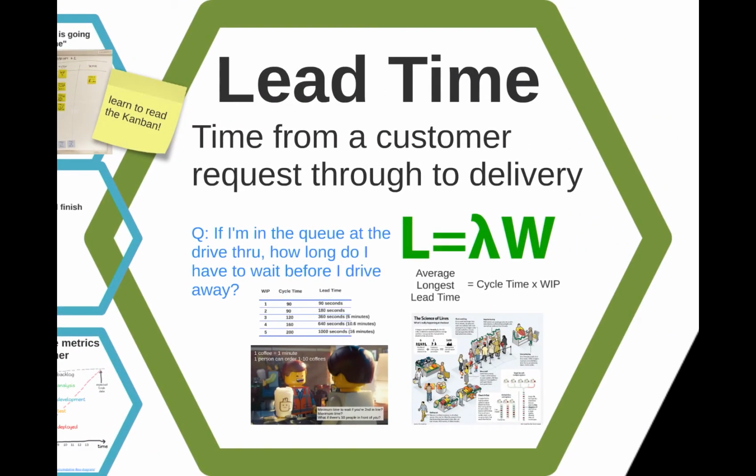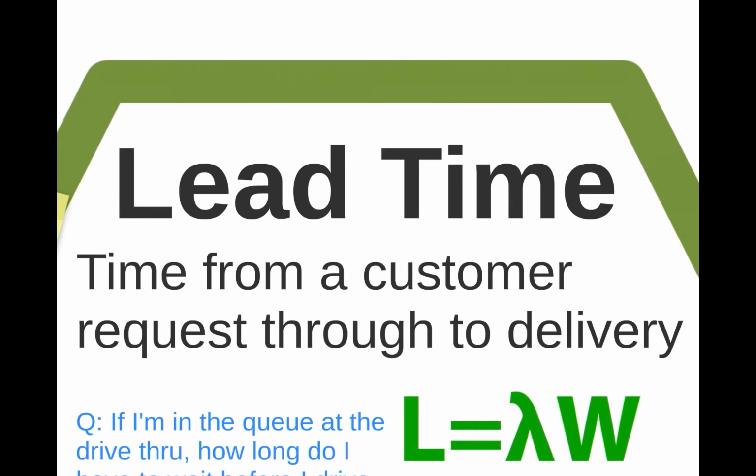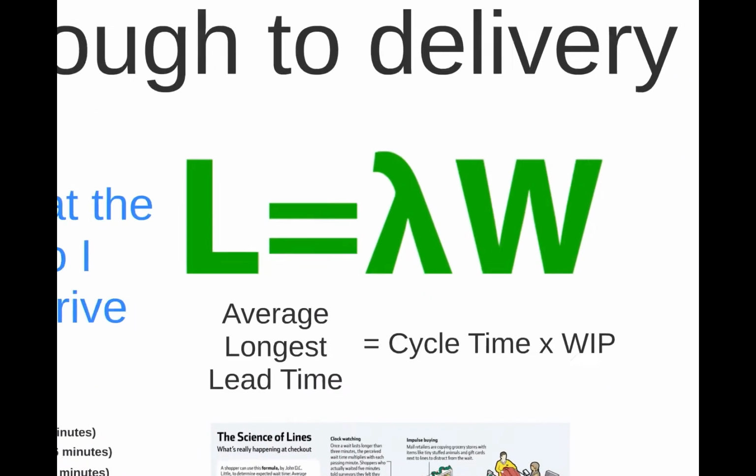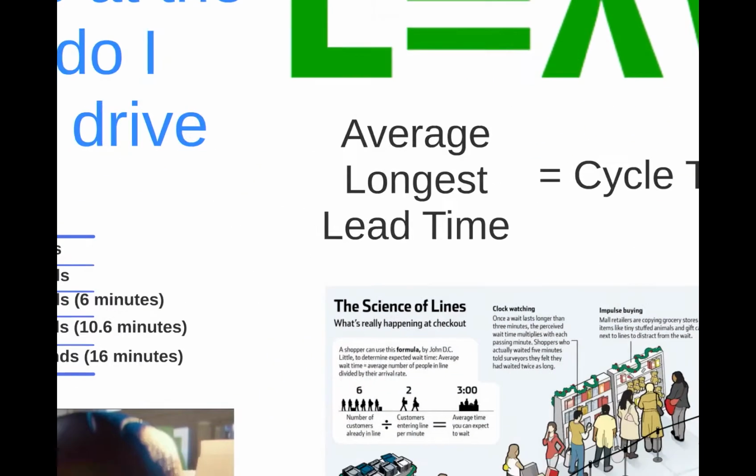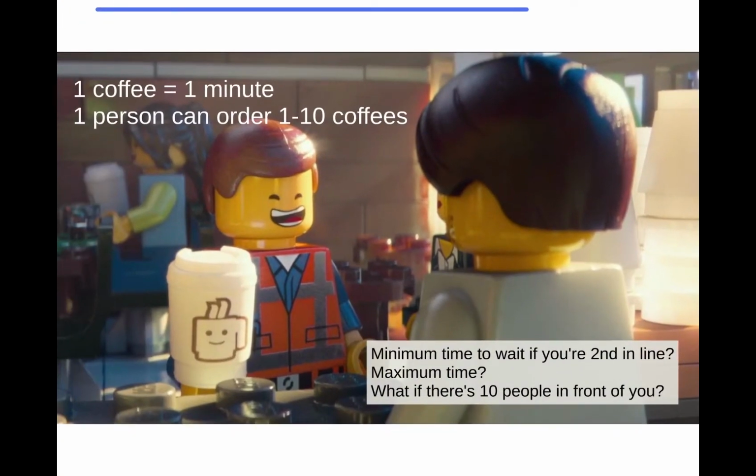Then we've got lead time. Now, lead time is just the time that it takes to wait. Like, if I give you something, how long before you can actually do it? And there's this lovely equation, Little's law. The average longest lead time equals cycle time times the amount you've got in the system at the same time.